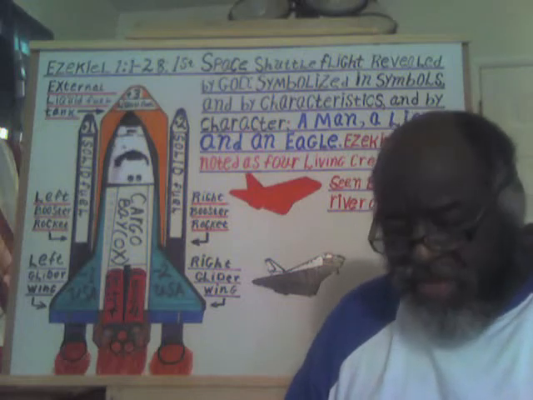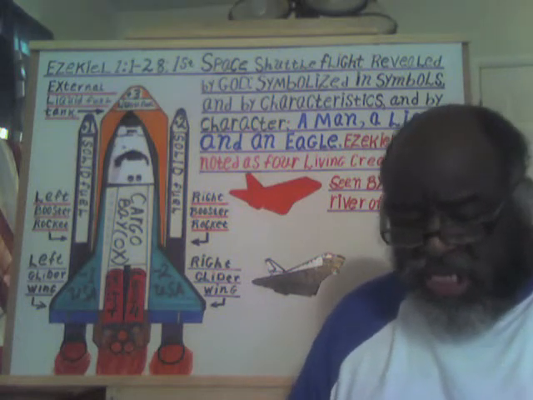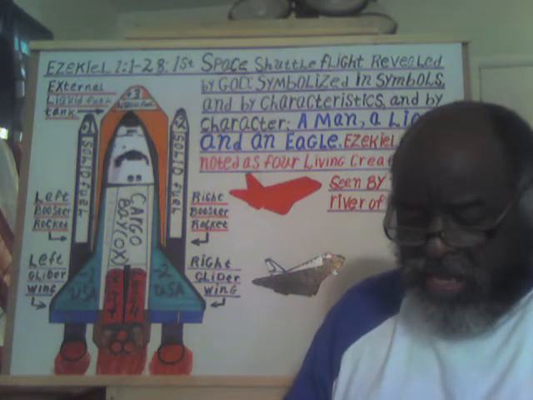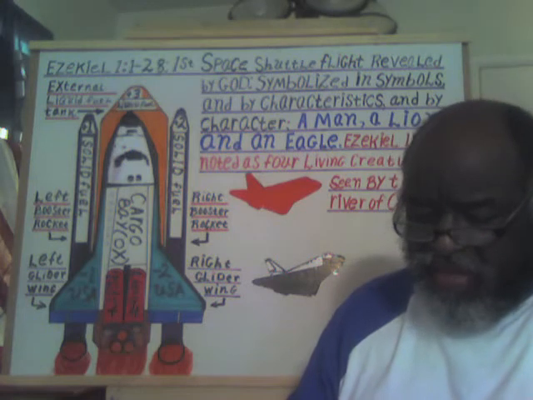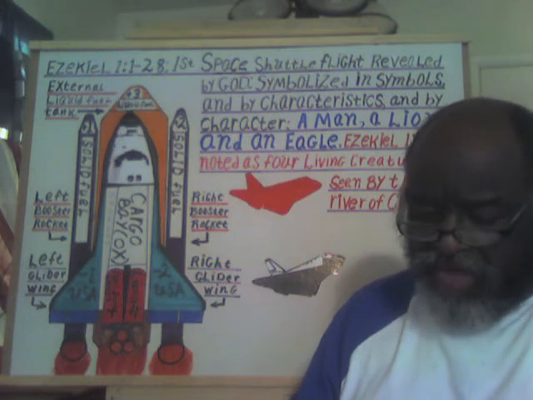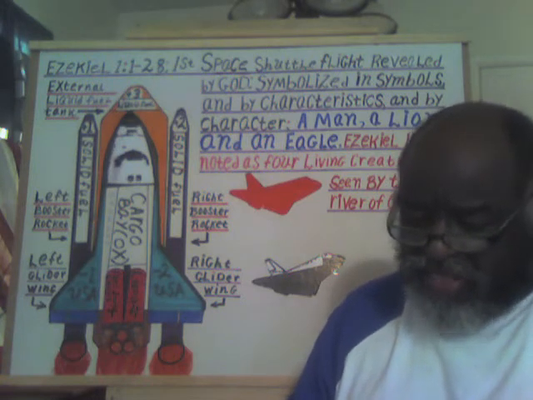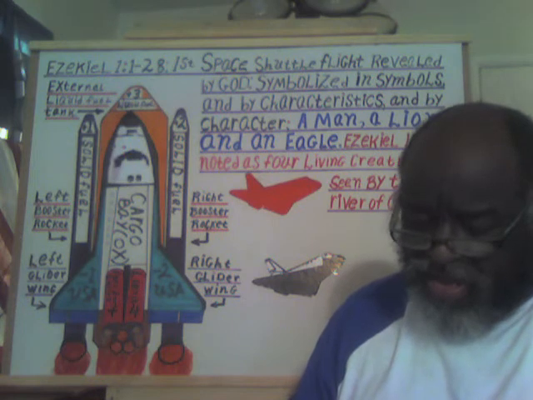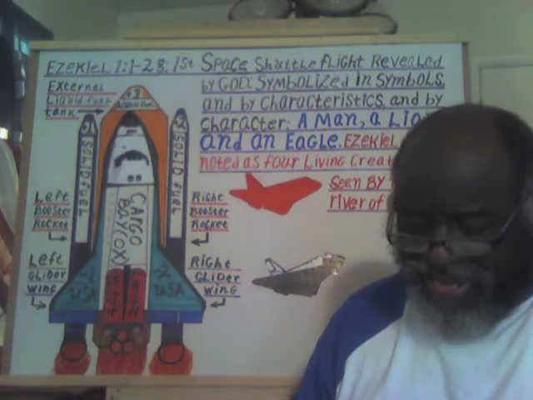Now, still talking about the space shuttle in verse 10, Ezekiel chapter 1, verse 10. As for the likeness of their face, the four had the face of a man, and the face of a lion on the right side, and the four had the face of an ox on the left side. They four had also the face of an eagle.